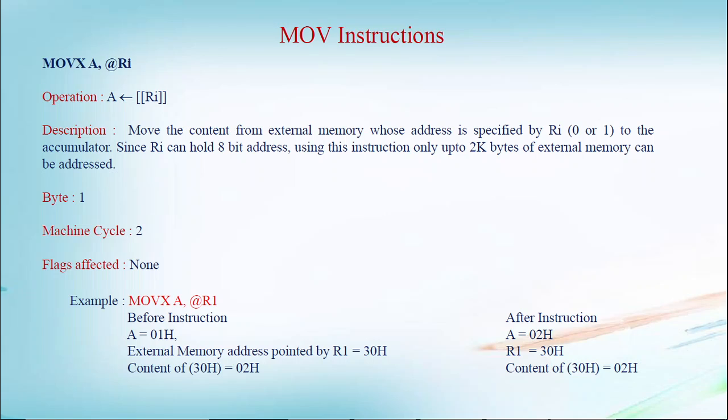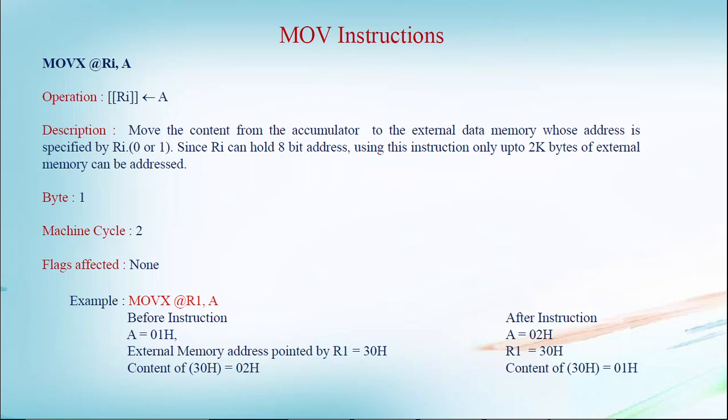MOVX A comma @Ri. So before the instruction A is 01h, the external memory address pointed to by R1 is 30h, and the content of 30h is 02h. So after the instruction gets executed, A will become 02h and R1 will become 30h.